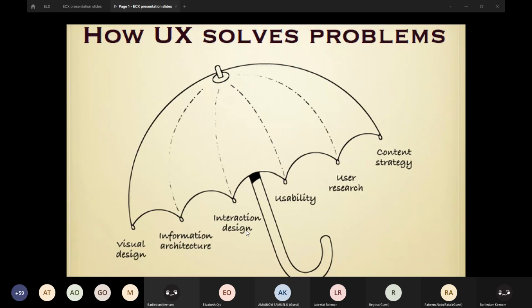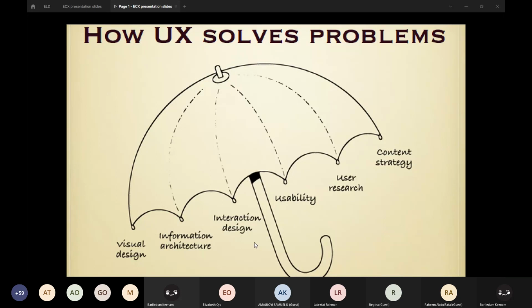Moving on to usability. Usability is how your product is being used. You conduct usability studies, see how users use your product, and see if it's actually working.